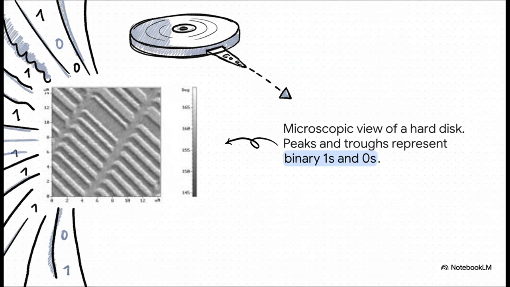How cool is that? Those ridges and valleys you see aren't random. They are the actual physical ones and zeros written onto the platter with a tiny magnetic head. It's kind of mind-blowing to see the idea of a bit become a real physical thing.